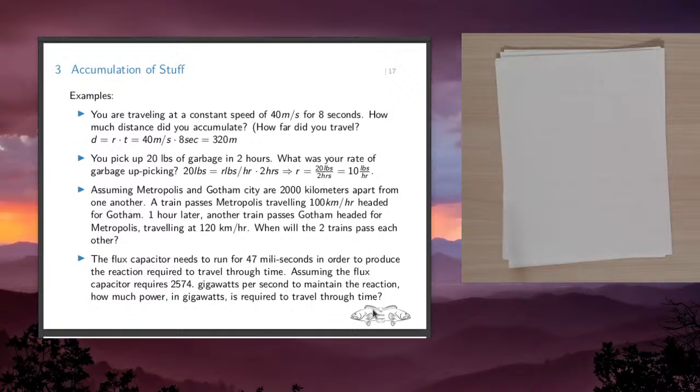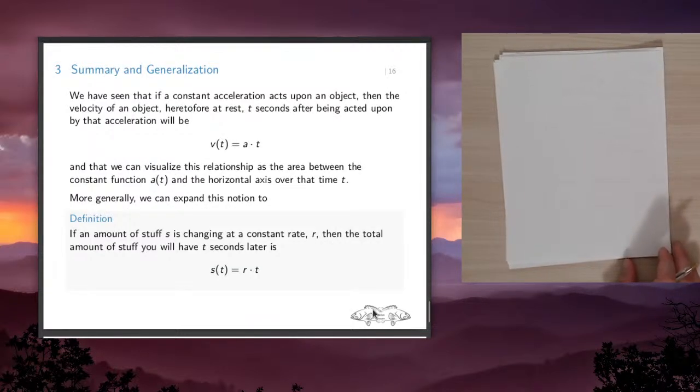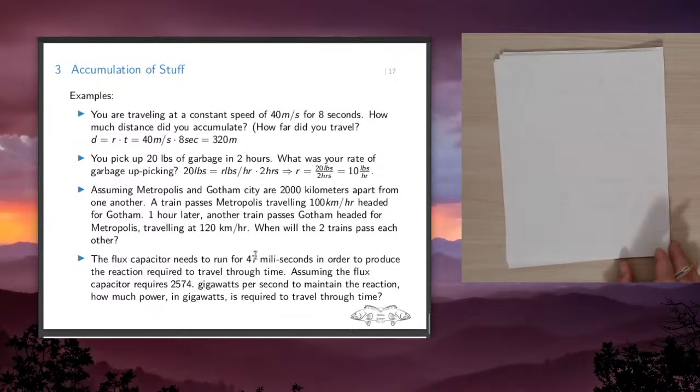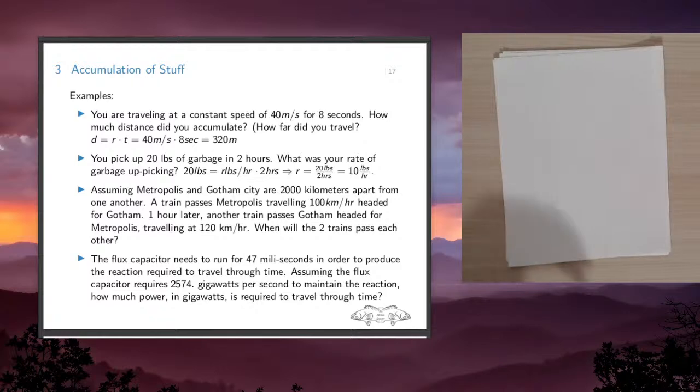I forgot the parentheses. But again, the general form of this is just S equals R times T. But here's a specific case where the stuff we're accumulating is distance, and the rate at which we're doing it is just our velocity.